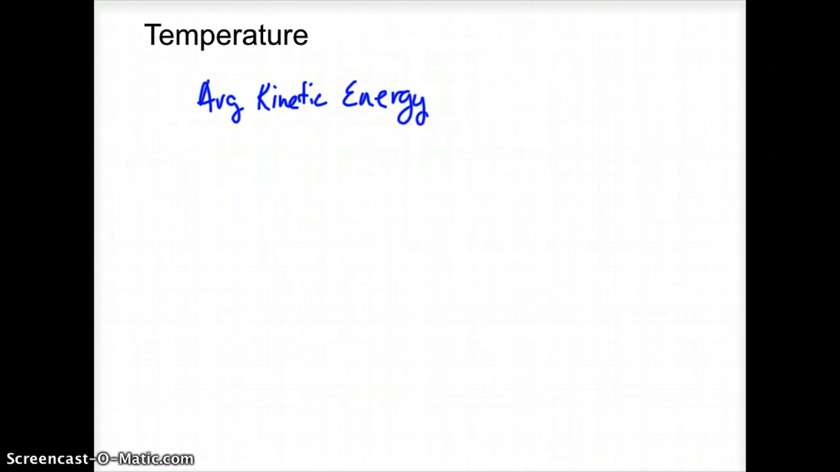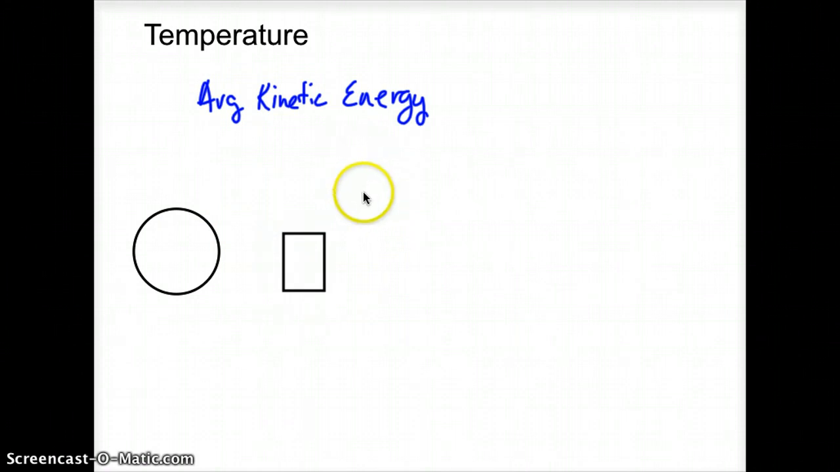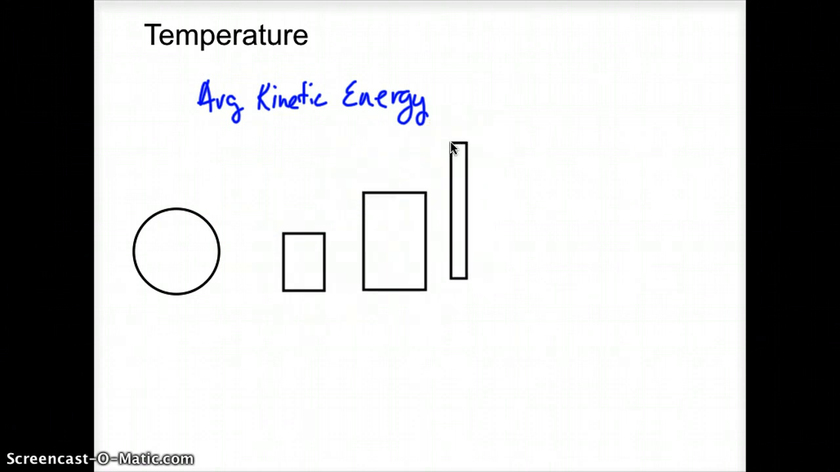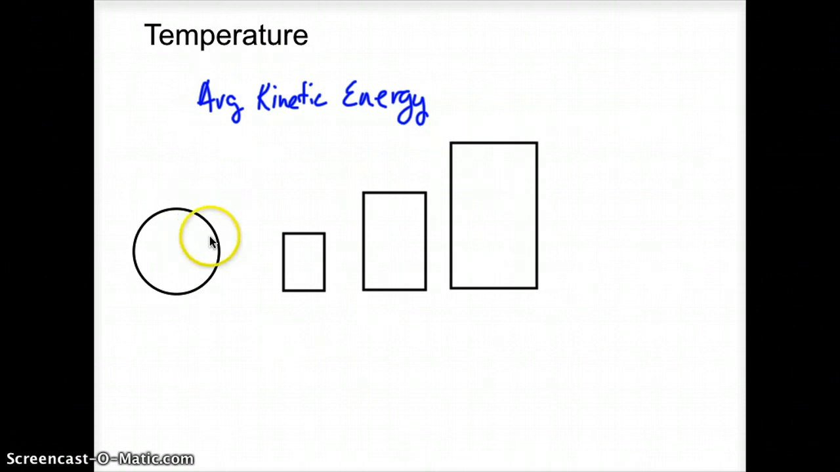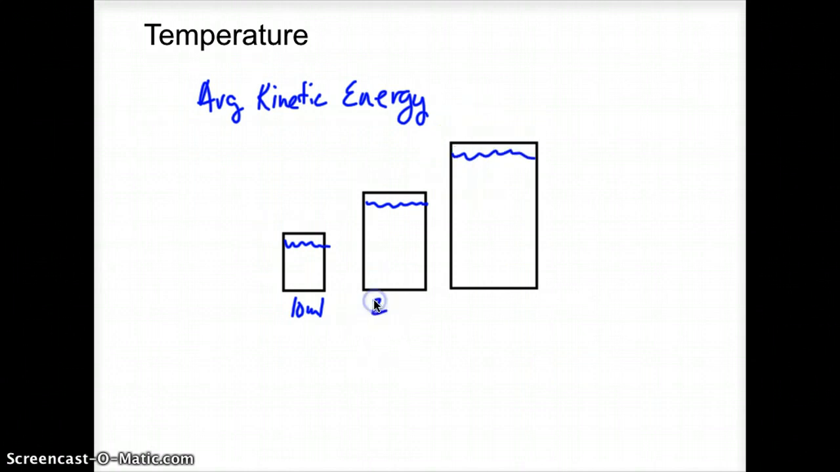If we want to look at this, let's put 3 containers, and let's make them rectangles. There's one. Let's make this one a little bit bigger, and then this one even larger than that. Let's say this one contains 10 milliliters of water, this one 20 milliliters, and this one 30 milliliters. And let's give each one of them a temperature of 15 degrees Celsius: 15 degrees, 15 degrees, 15 degrees.